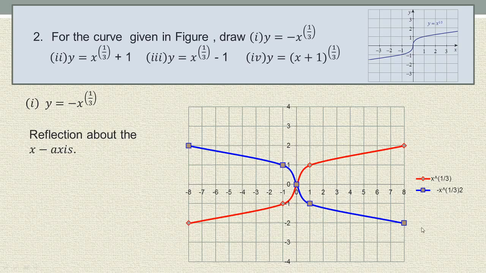Here I have plotted the points just to make it simple to understand. If you are drawing a curve like this, you just draw the rough curve. No need to plot the points. Clear? No need to plot the points. You just draw the curve, that is enough. So it is a reflection about the x-axis.